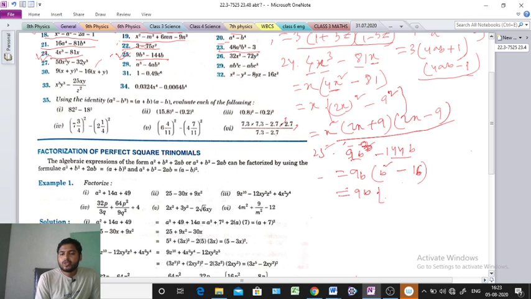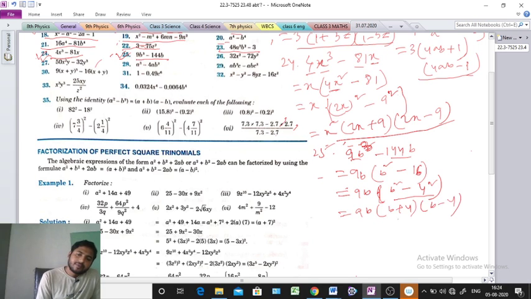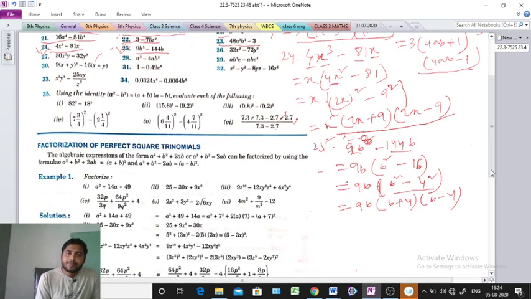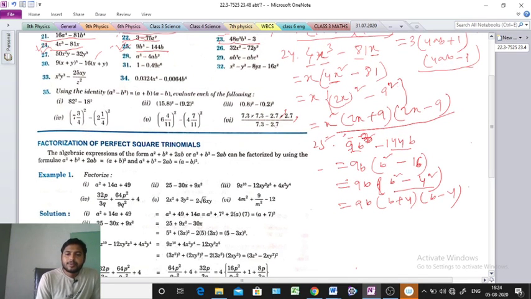So we get 9b into b square minus 16, and 16 means 4 square. Inside the bracket, the a square minus b square formula is coming. So that means b plus 4 into b minus 4, with the help of the a square minus b square formula. Understood? Easy.